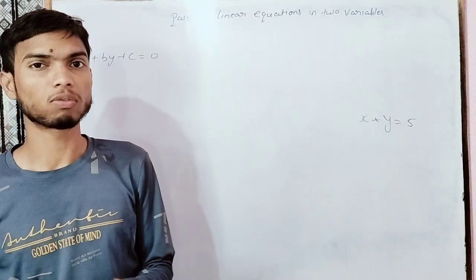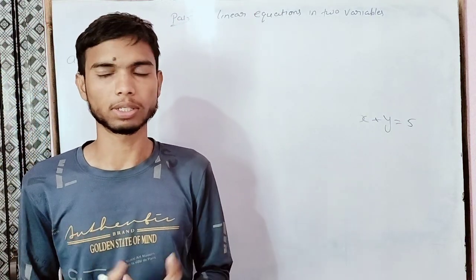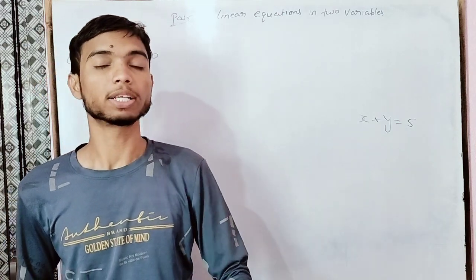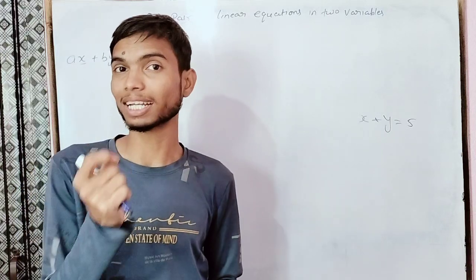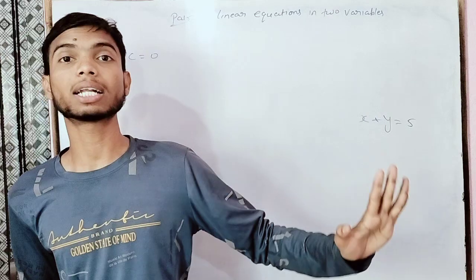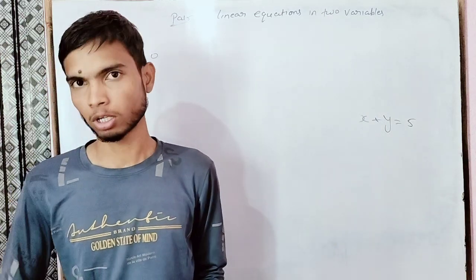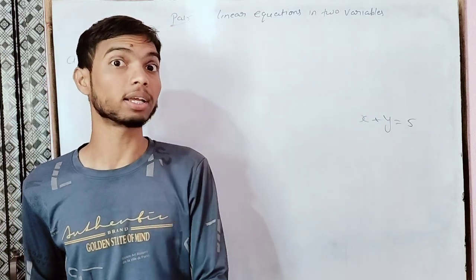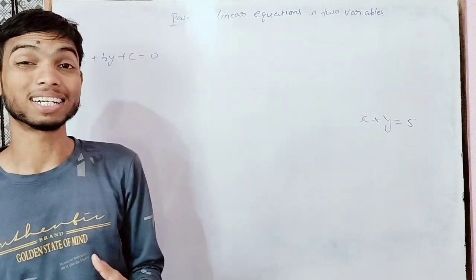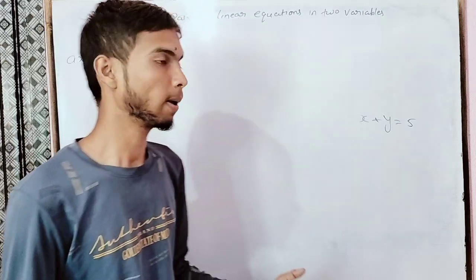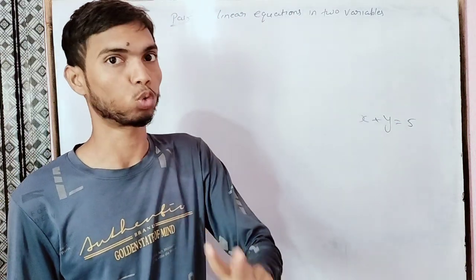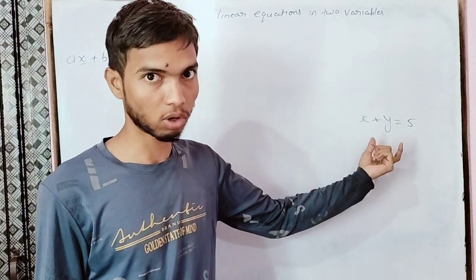Now the word linear is coming. You already know the definition of a linear equation. Linear is based on degree. When the degree is 1, then that polynomial is a linear equation. If the degree is 2, then that polynomial is a quadratic equation. But here we should have linear equations, and how many? Two.